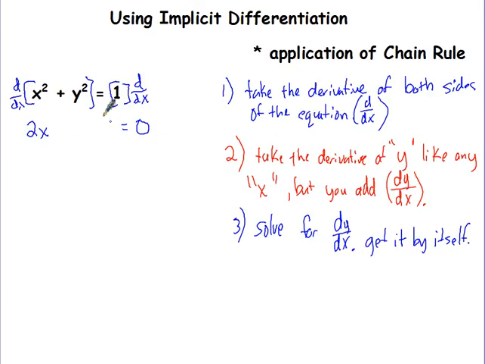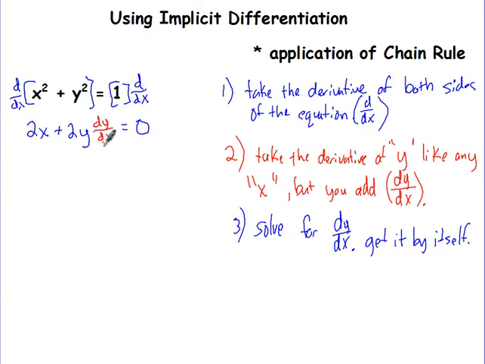And then here's the interesting part. What about when it's a y? You're going to take the derivative of y like it's any x, so you're going to be able to use the power rule here. But the only difference is you're going to add a dy/dx. Notice what this is saying. This is the derivative of y with respect to x. So basically, the derivative of y squared is 2y, but then I'm going to add here this dy/dx.